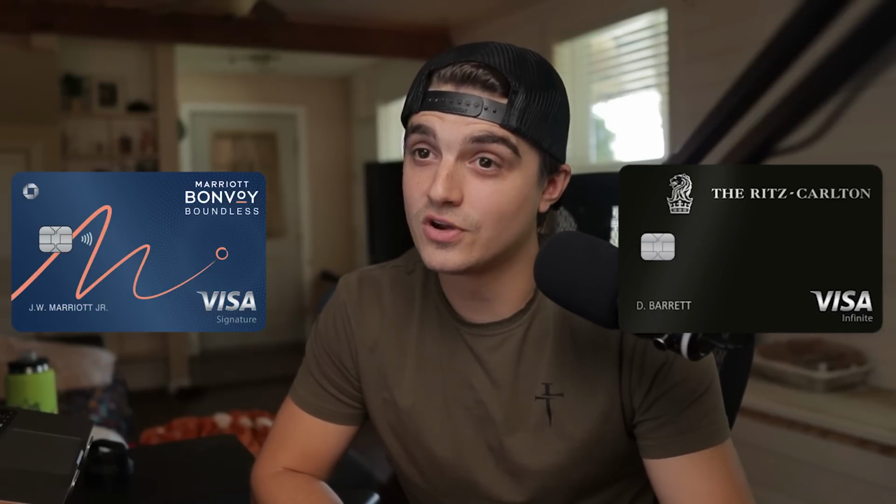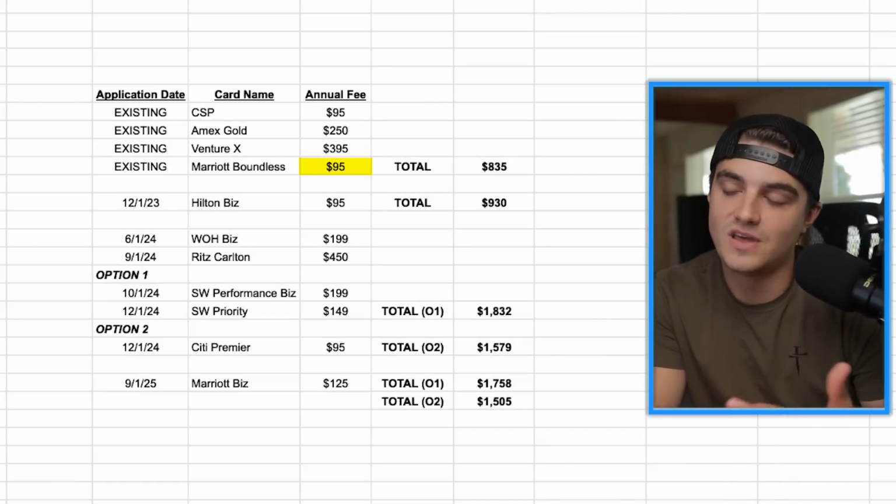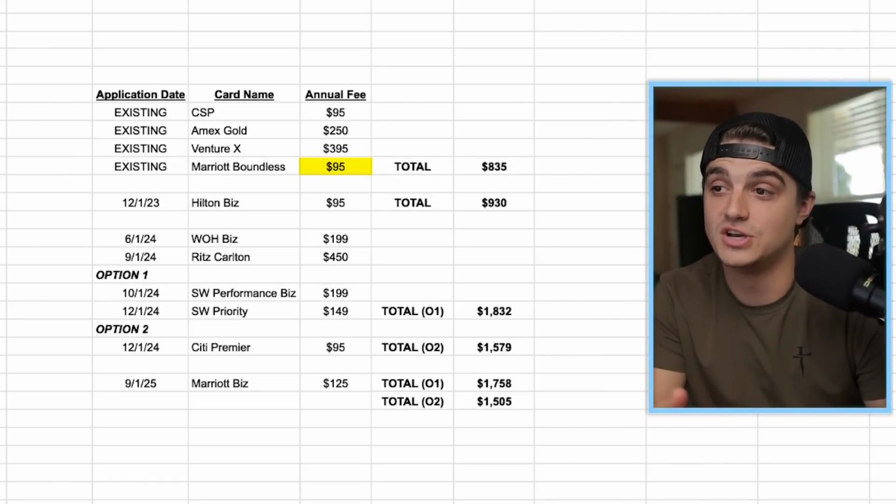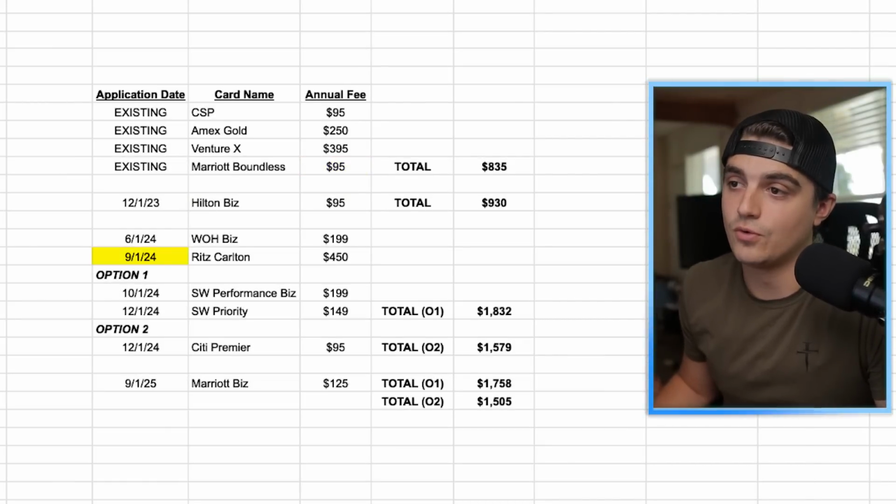But this card also has a lot of other benefits that help offset it even more. But y'all know that the main reason I even got this card is because I do want to product change it to the Ritz-Carlton card, meaning that this annual fee doesn't even really matter because I'm going to be product changing it here in September of 2024, as you can see here.